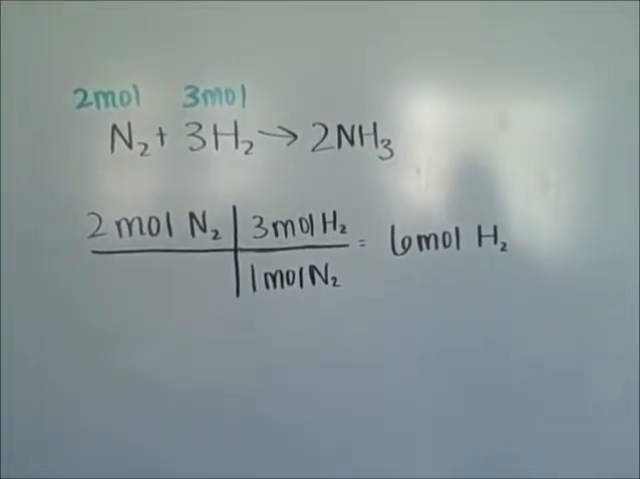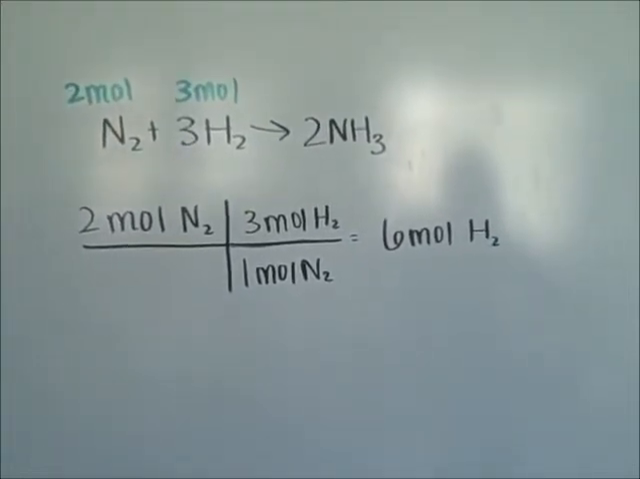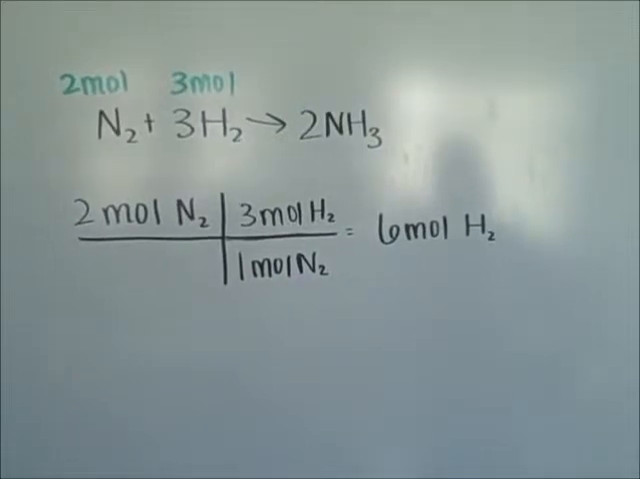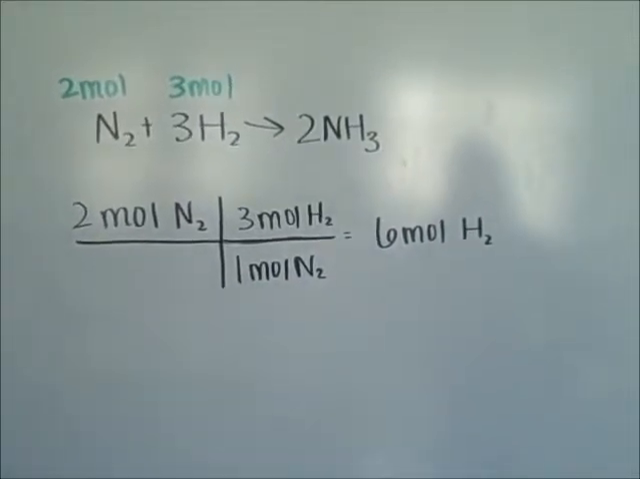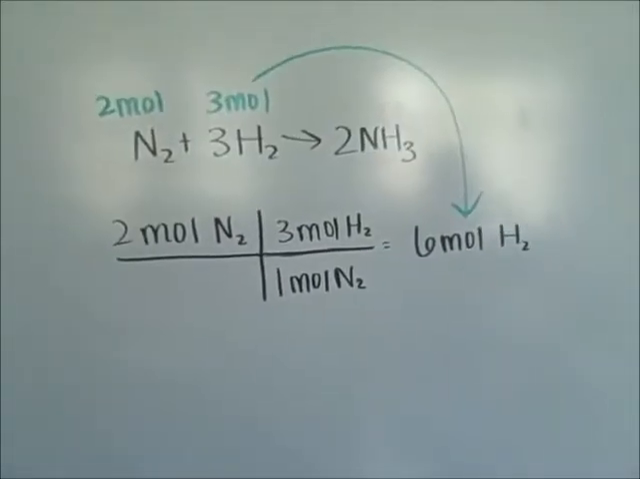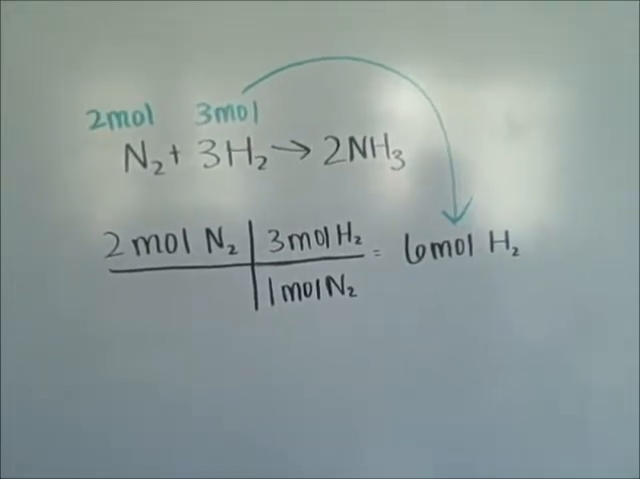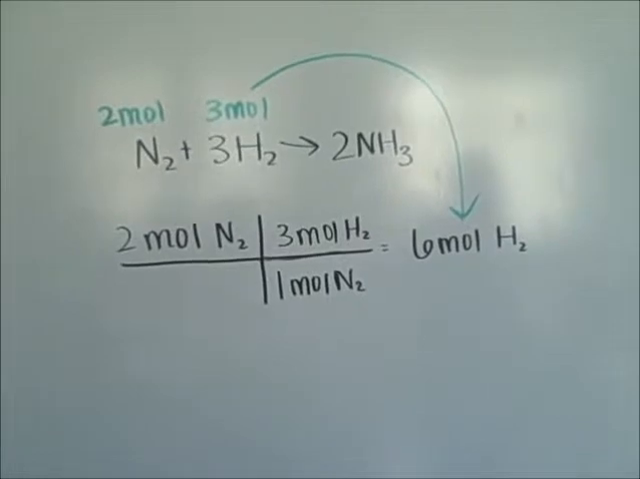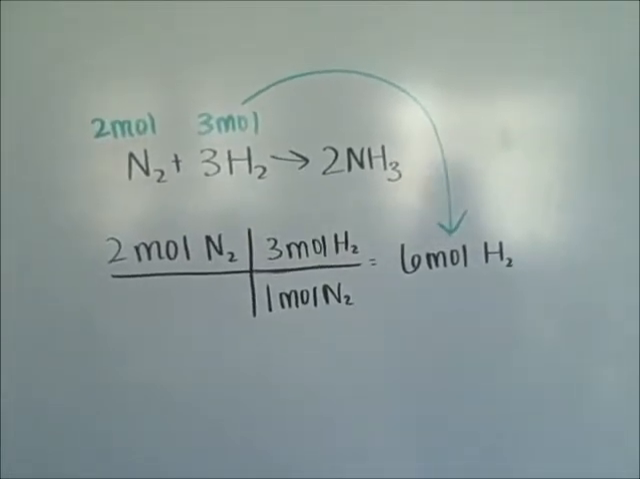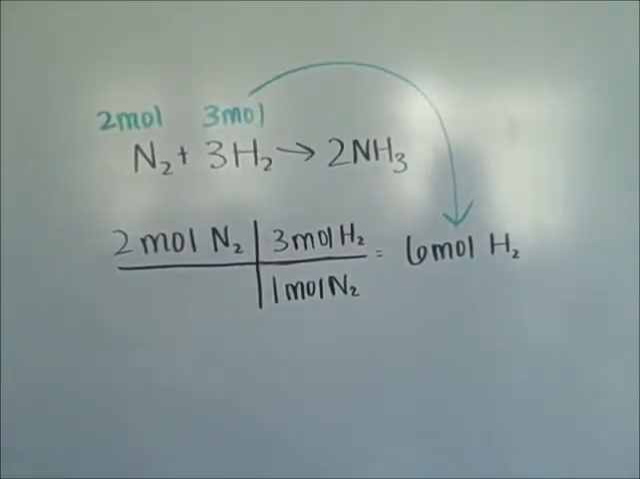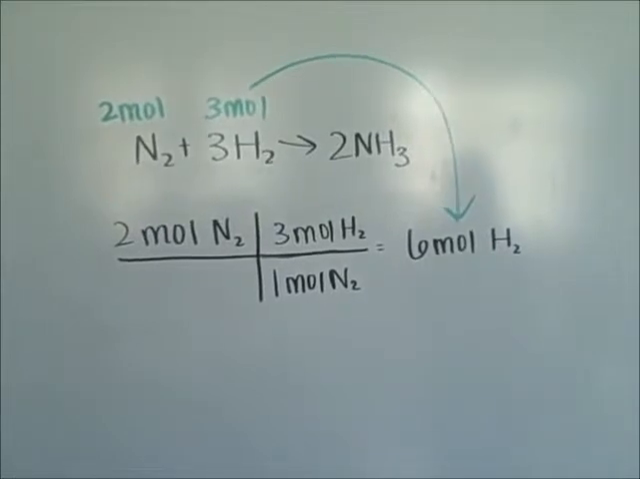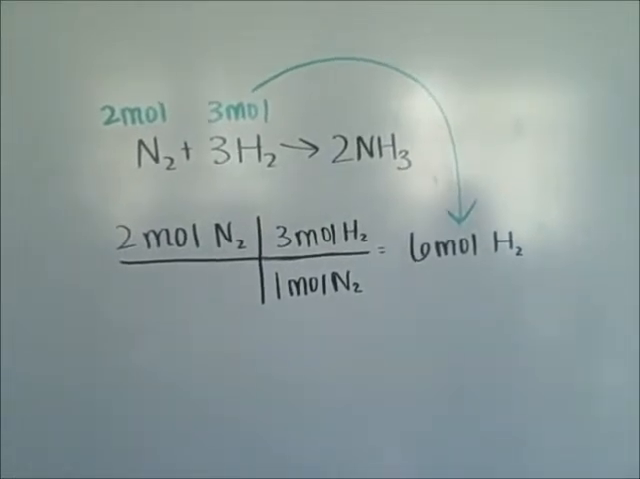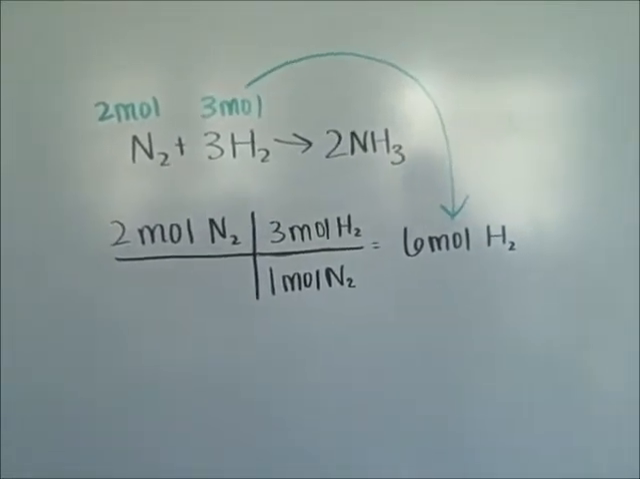In this equation, 2 moles of nitrogen gas multiplied by the 3 moles of hydrogen gas equals 6 moles of hydrogen gas. This resulted in 6 moles of hydrogen gas, and we need 3 moles of hydrogen gas to fully react with nitrogen gas. Hydrogen gas is the limiting reactant because we do not have enough to fully react with the 2 moles of nitrogen gas. This makes nitrogen gas the excess reactant.